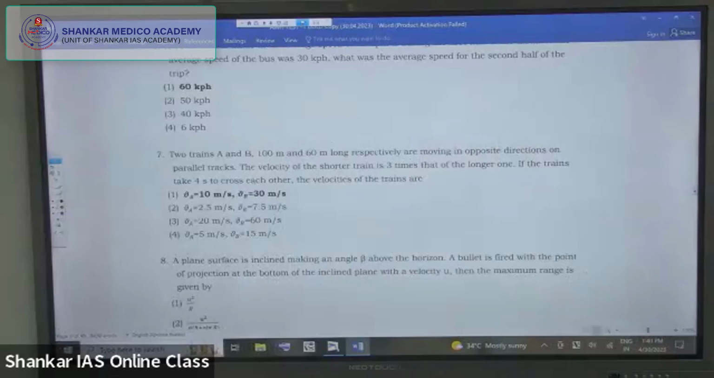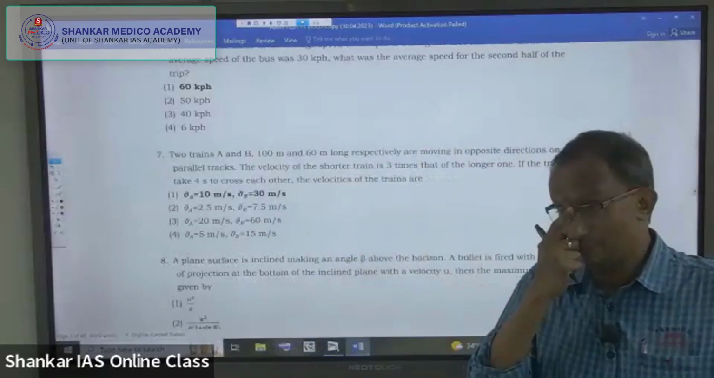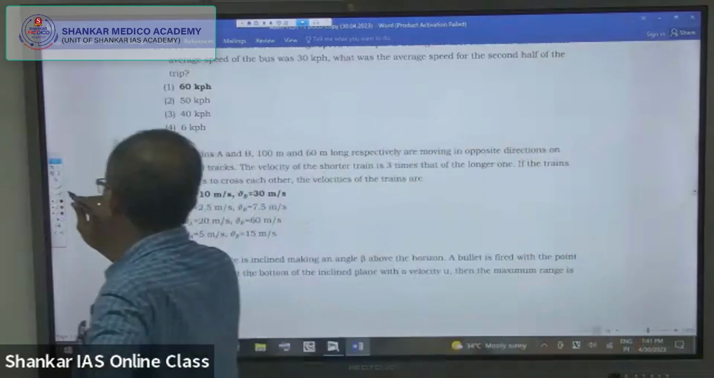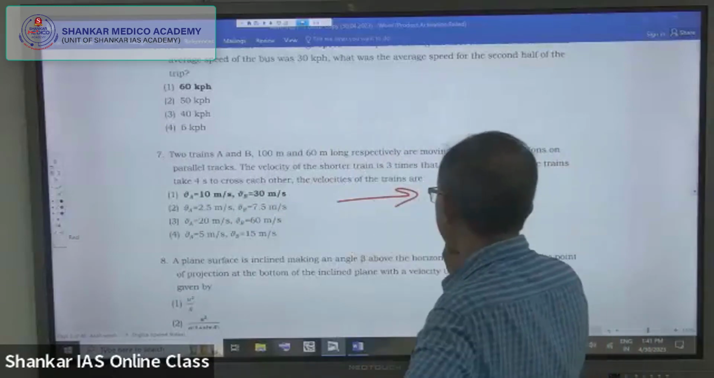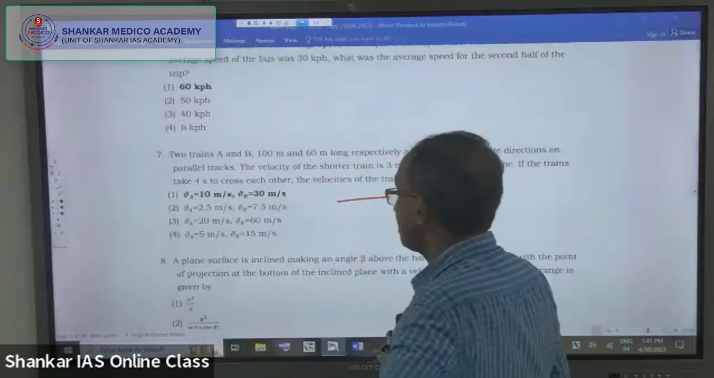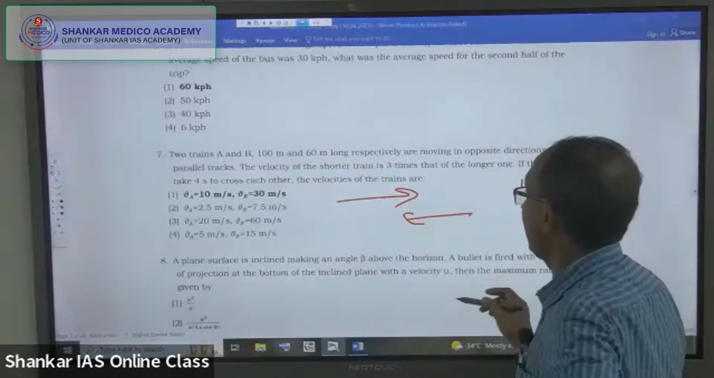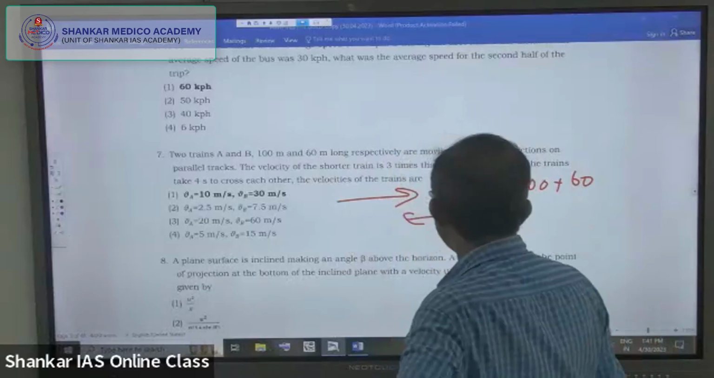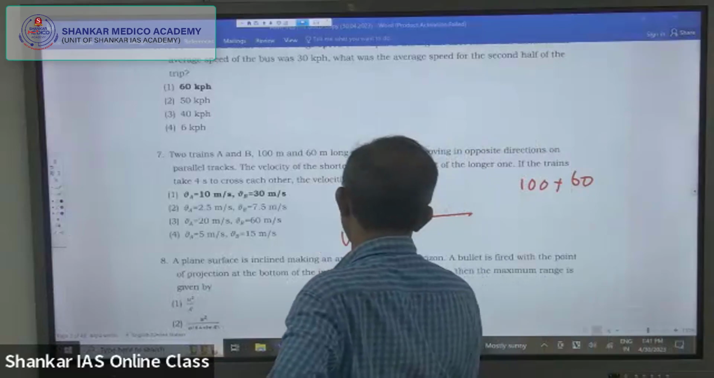Question number 7. A1. First option. How many of you got this correct? Vaishnavi? Israt? Here it is the concept of relative velocity. One train is moving in this direction. Another train is moving in the opposite direction. Okay. So total length will be 100 plus 60. And the time is 4 seconds. Velocity is relative velocity, VA plus VB.